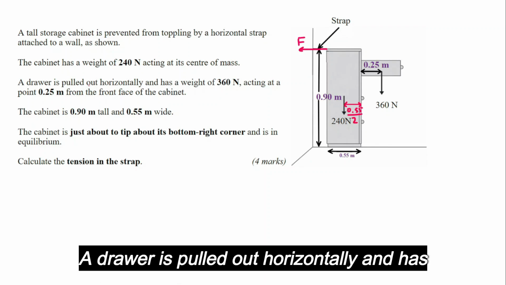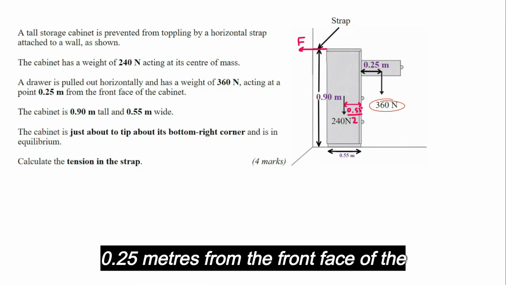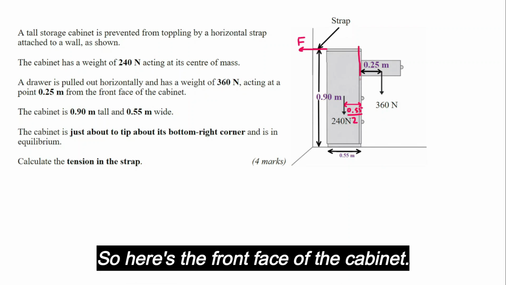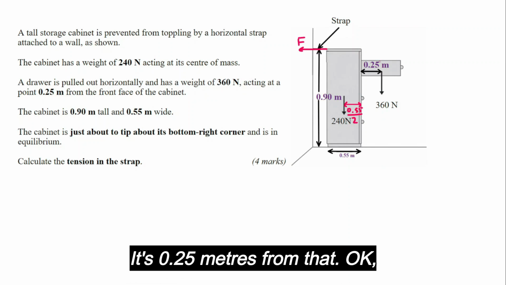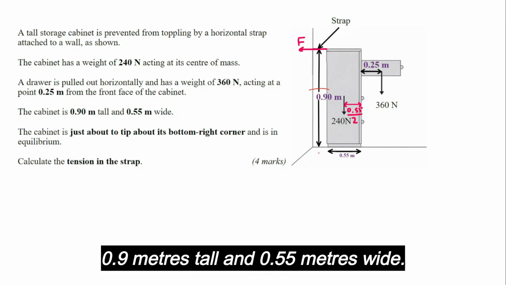A drawer is pulled out horizontally and has a weight of 360 newtons, acting at a point 0.25 meters from the front face of the cabinet. So here's the front face of the cabinet. It's 0.25 meters from there. The cabinet is 0.9 meters tall and 0.55 meters wide.